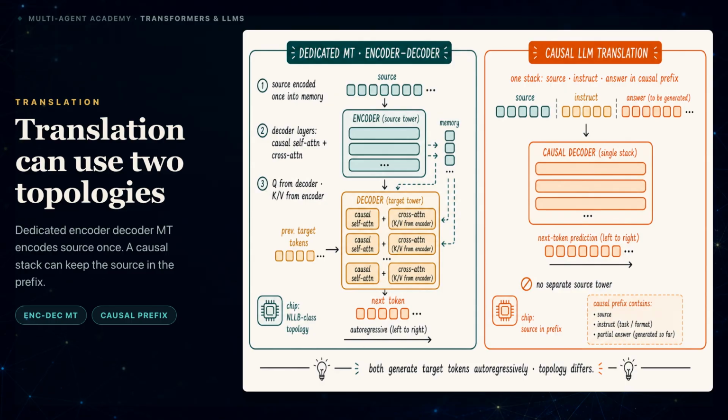Another translate path keeps a single causal stack. Source text and instructions sit in the prefix, and the model continues left to right. Both paths generate the translation autoregressively. The difference is how the source is held: encoded memory plus cross-attention, or source tokens in the causal prefix. Translation is the task. The architecture can still be encoder-decoder or one causal stack.